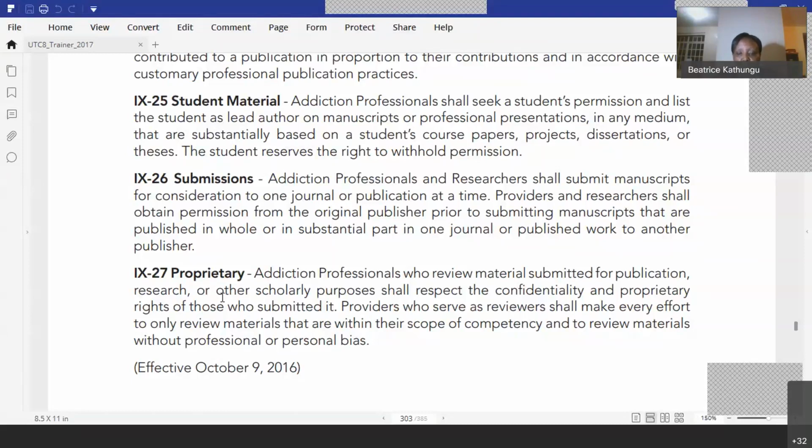The other important point, which is the last one, is reviewing materials without professional or personal bias. Sometimes you're given material to review. Maybe that material is written by someone that you have an interest in, and you think you may not be able to be objective. You're going to be influenced by subjective or personal bias. You're being challenged to own up to that and possibly request that work be reviewed by someone else. So this is what is covered in principle number 27. And that is the final standard, standard 27.